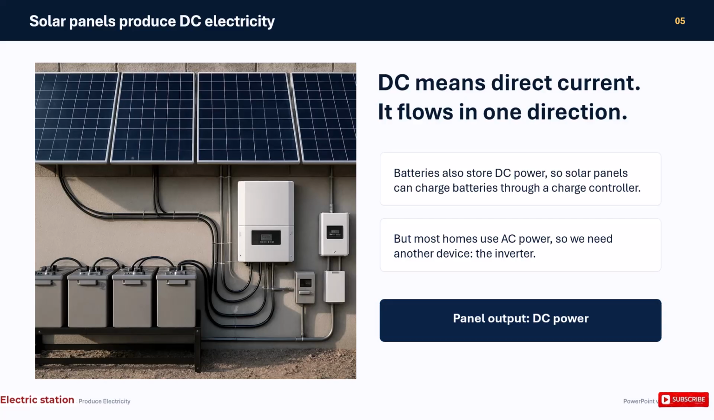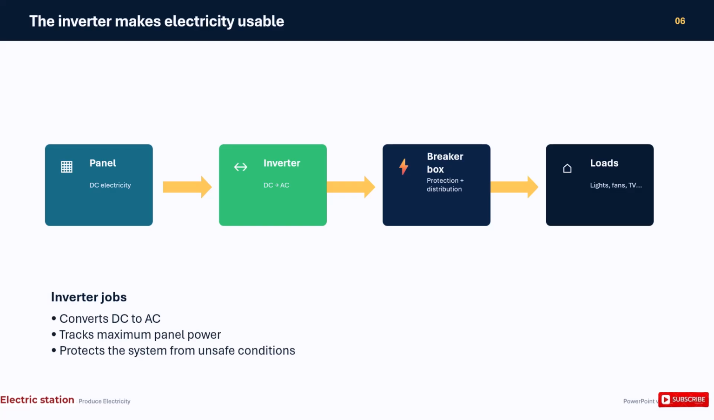So how do we turn solar DC power into the AC power our homes need? For that, we use an inverter. The inverter is one of the most important devices in a solar power system. Its main job is to convert the DC electricity produced by the solar panels into AC electricity. That AC power can then be sent through the electrical distribution system and used by loads such as lights, televisions, fans, refrigerators, and other appliances.